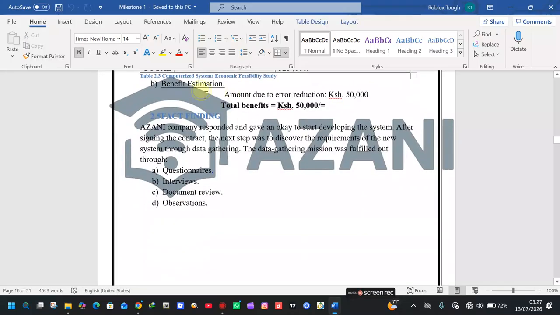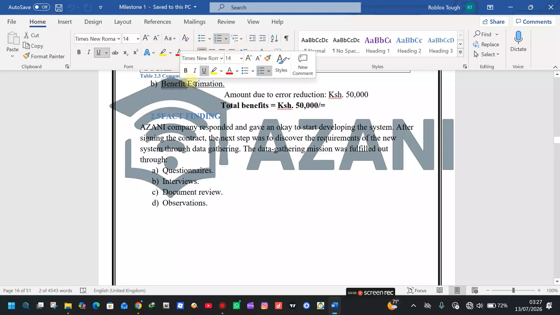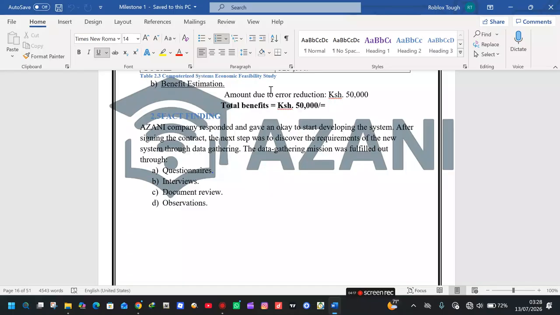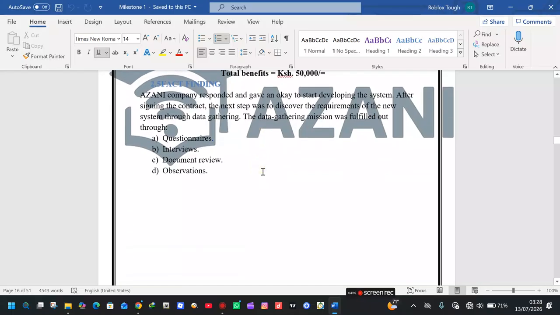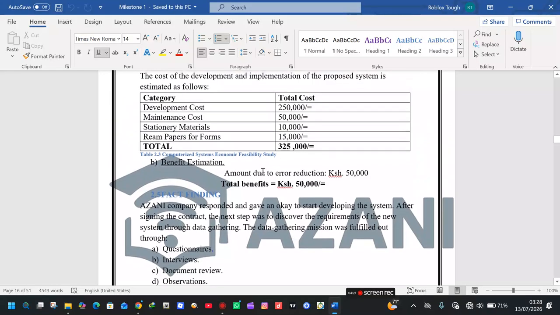Let's go to the benefit estimation. So the benefit estimation, the amount due to error reduction is 50,000 Kenyan shillings. So the benefit is estimated at 50,000 Kenyan shillings total. Yeah, so that's it for part 4.